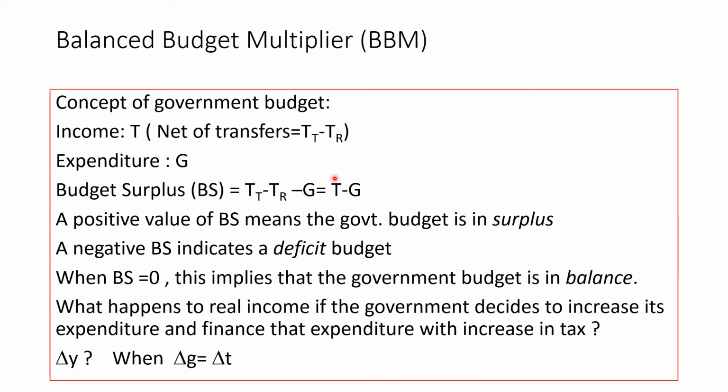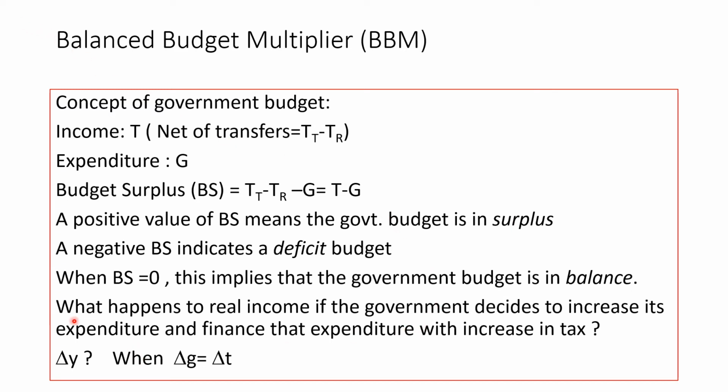But if your income falls short of your expenditure, so maybe your income is 10,000 rupees, but you are spending 15,000 rupees, that means your expenditure is higher than your income. So this BS will be negative, and when BS is negative, that indicates a deficit budget. And when BS is equal to 0, that means your income is exactly equal to your expenditure, you are earning 10,000 rupees, your expenditure is also 10,000 rupees, that means your budget is in balance.